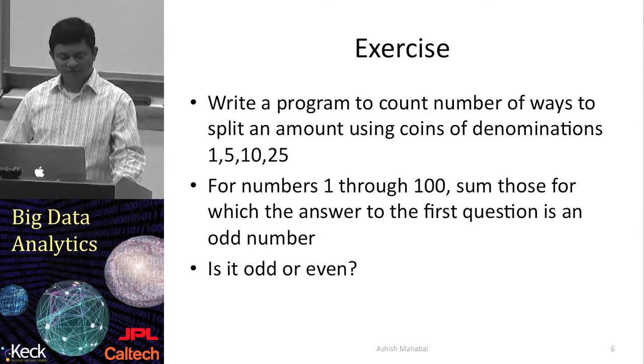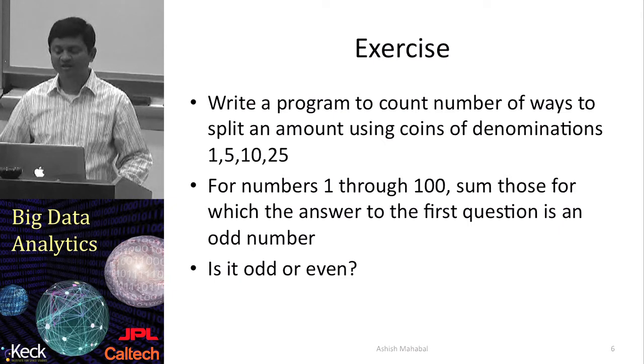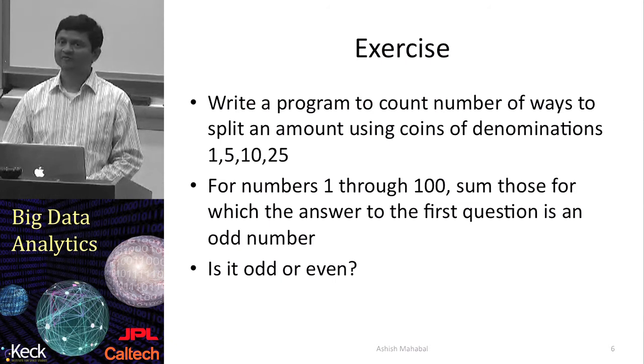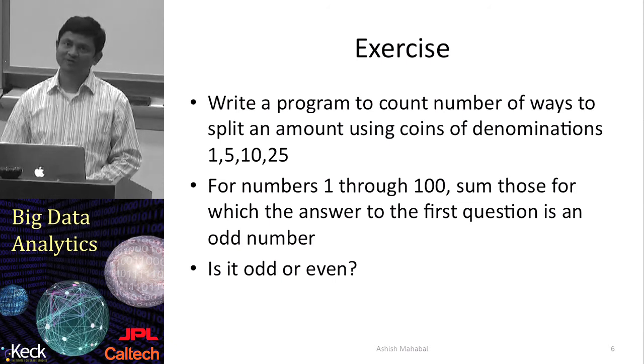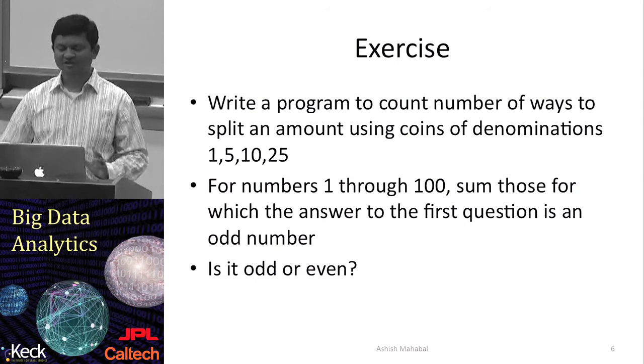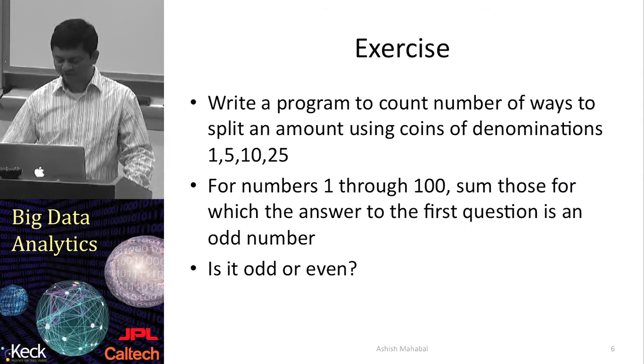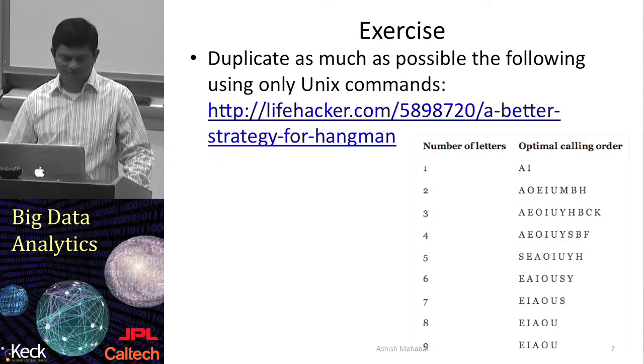So the next part of the question, and this is where you'll be able to build your program, is you should answer this question for all numbers from 1 to 100. And then having answered that, you should find out the ones which return an odd number of different ways of doing the sum. And then you should simply say whether those numbers are odd or even. So that's essentially an exercise. So you should definitely try to give it a go.